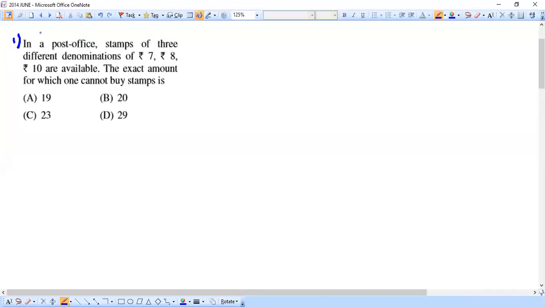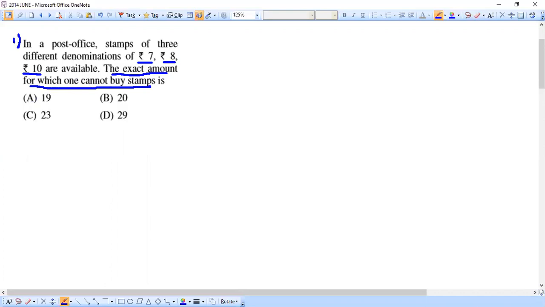Given in a post office, stamps of 3 different denominations. So there are 3 different denominations in which stamps are available: 7 rupees, 8 rupees, and then 10 rupees. Only 3 different denominations are available. And we are asked to find the exact amount for which one cannot buy the stamps. They are given the options in terms of rupees.